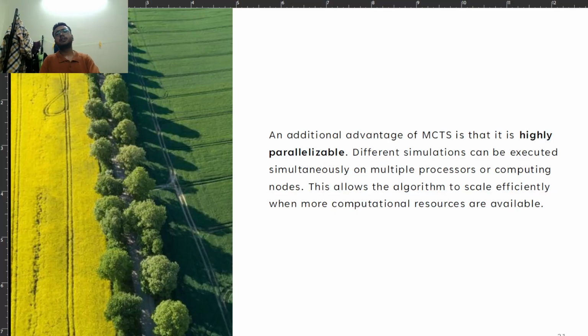Okay, so we have discussed everything about MCTS, but we have discussed its drawbacks. From where does this algorithm play its real world role? Here I am going to present one more advantage of MCTS: it is highly parallelizable. Different simulations can be executed simultaneously on multiple processors or computing nodes. This allows the algorithm to scale efficiently when more computational resources are available.